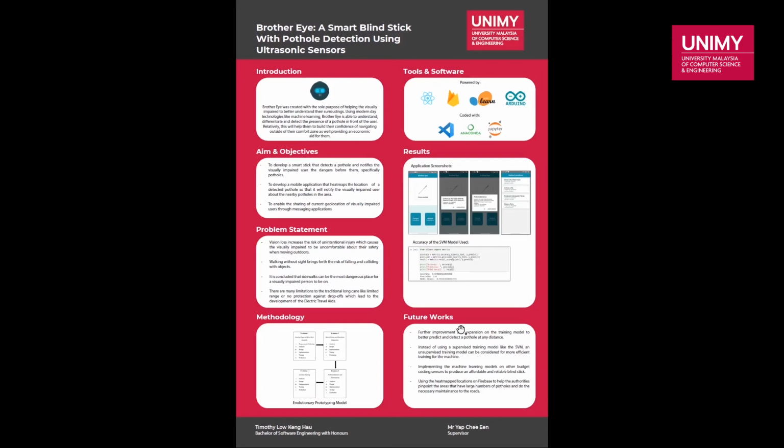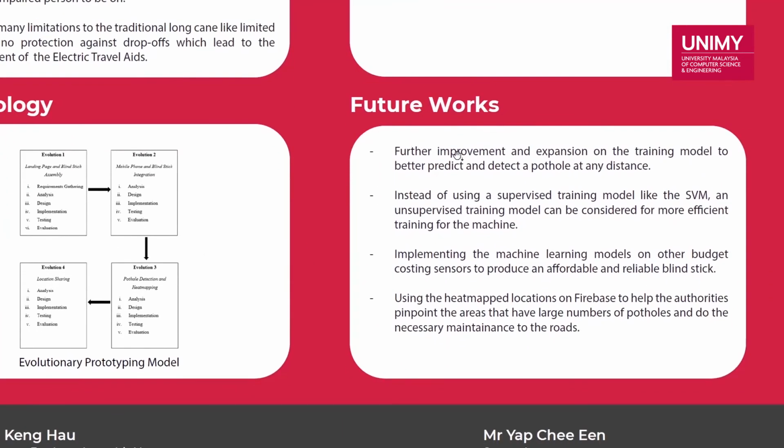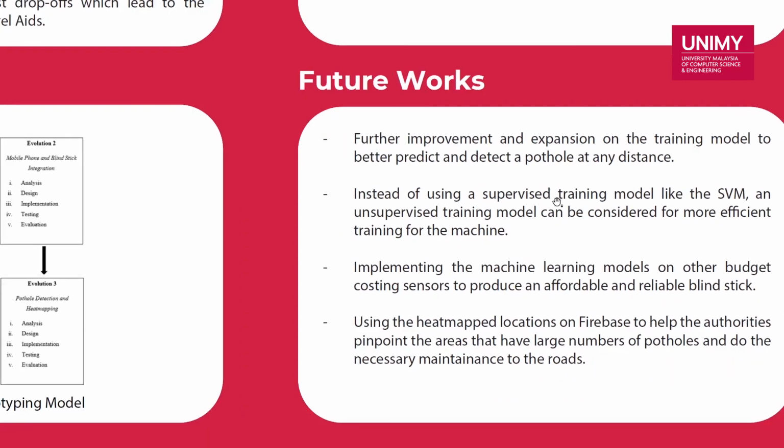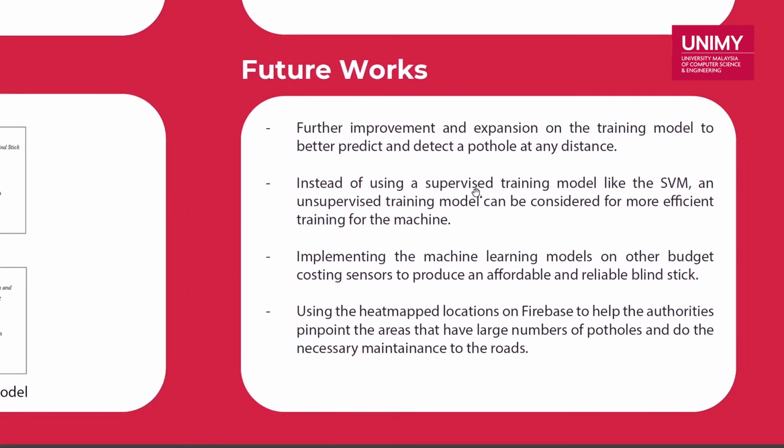So before I end this video, I would like to focus on the future work segment of this poster. This is because the 4 points here are the goals I would like to achieve after the FYP2 development phase. So first, I would like to better improve and expand on the training model used in this Brother Eye project. This is because even with the 92.98%, I'm confident that with more road data collected, it can better differentiate between a pothole and a flat road. After which I'll probably switch over to an unsupervised training model that can help make the machine more independent so that I don't have to keep collecting, labeling, and feeding the data to the machine.